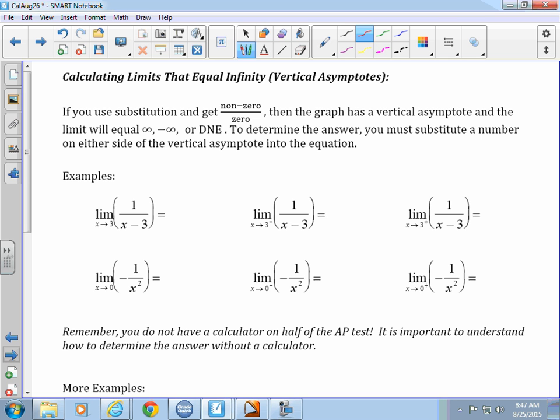I no longer have a calculator because these would be non-calculator questions. So the first one says, find the limit as x approaches 3 of 1 over x minus 3, and then it does from the left and from the right. So if you get a number over 0, you have a vertical asymptote. You either have positive infinity, or negative infinity if you're a left or right hand limit, or if you're double-sided, just does not exist.